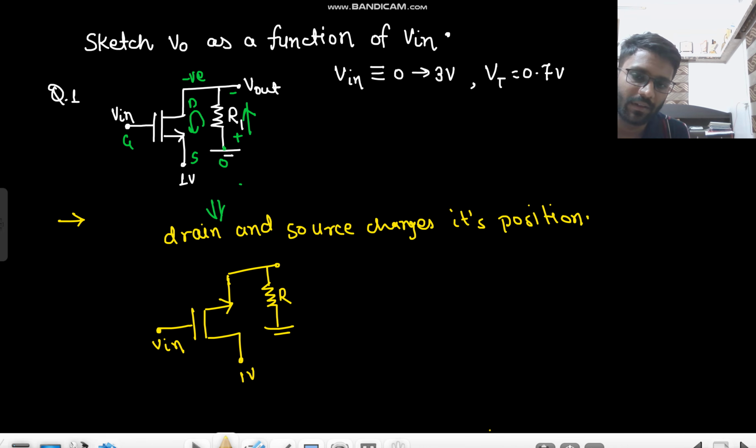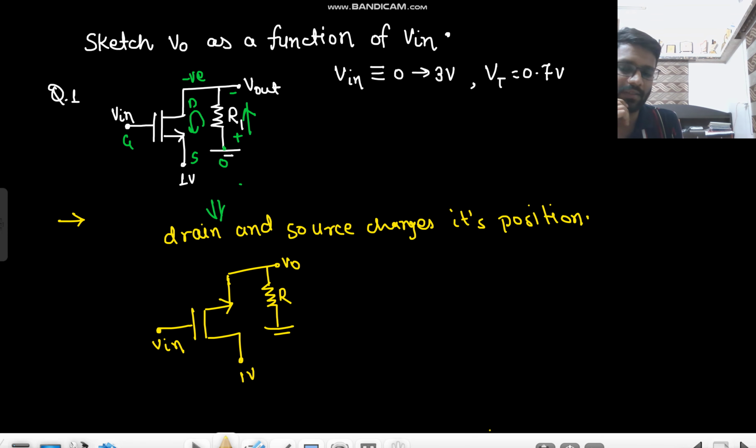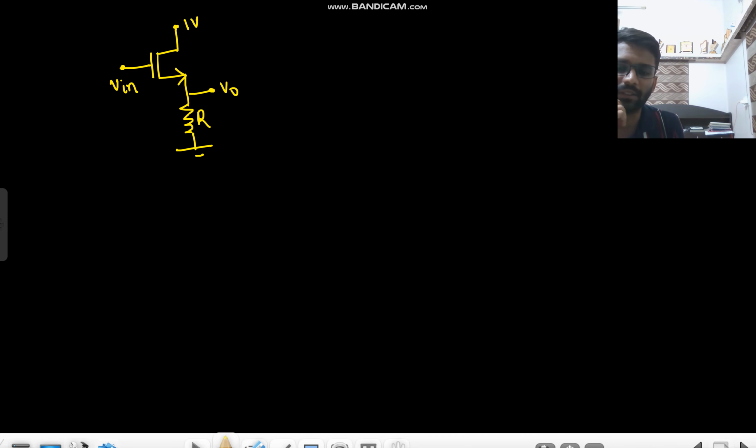Okay. So this is the circuit. Or we can draw it in a better manner to understand it. So I can draw it something like this. Right? This is the same circuit only. 1 volt and from drain to source. So now this works fine, right? This is drain, this is source, and this is gate.